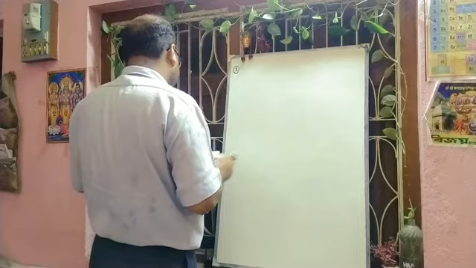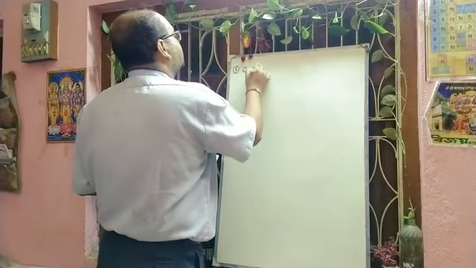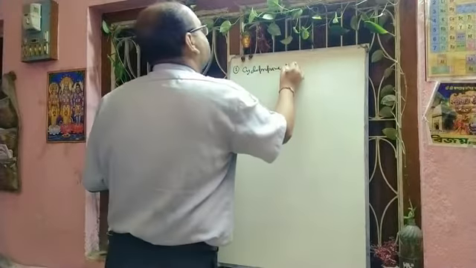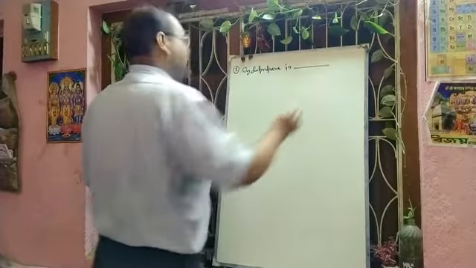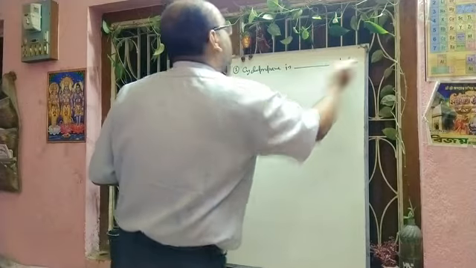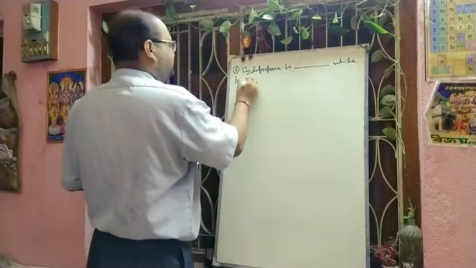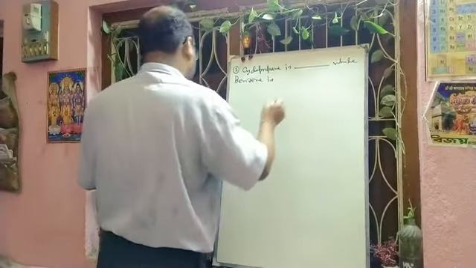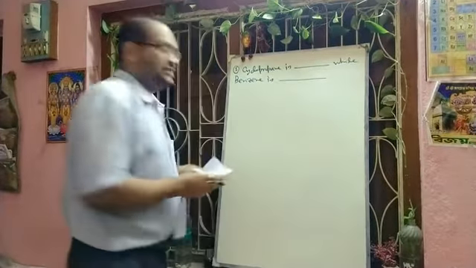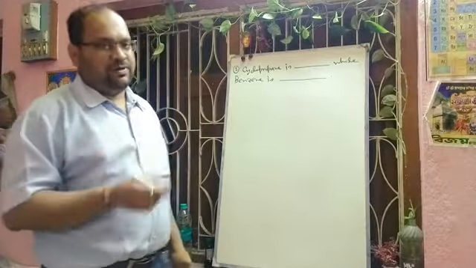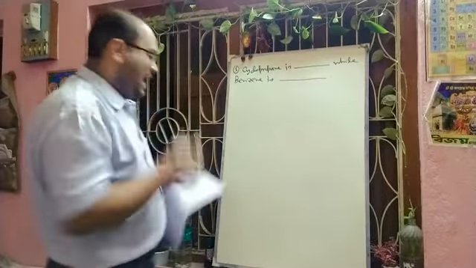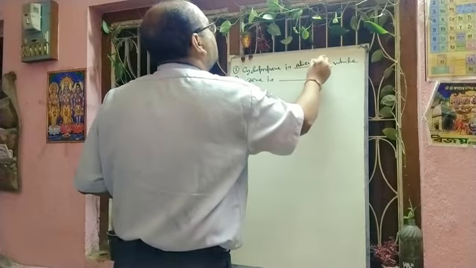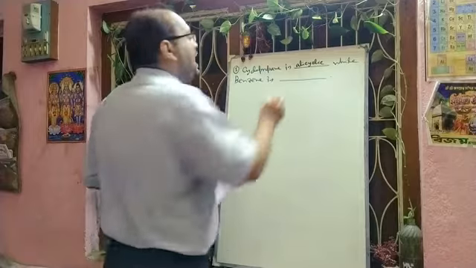First question I am discussing: cyclopropane is dash while benzene is dash. Actually cyclopropane is a cyclic compound. Here you have to write that alicyclic, and benzene, we know, is aromatic.